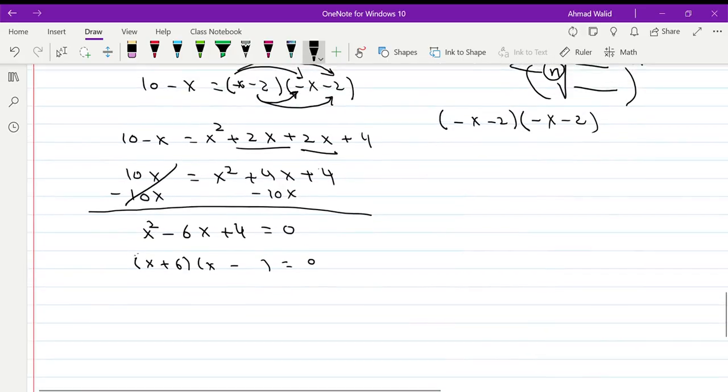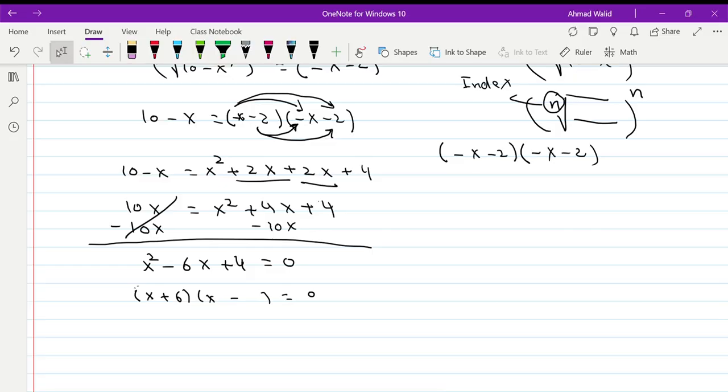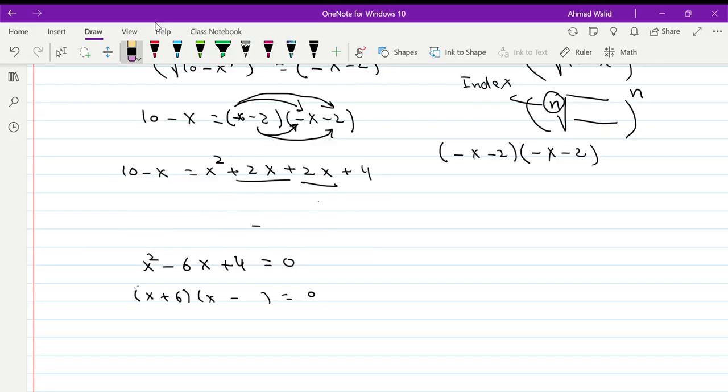There is a mistake here. Let me check. Negative. Oh, that's 10 minus x. Look at my huge mistake when I combined like terms. Sorry, I was fast. I didn't focus. I said, no, it's not the factor.